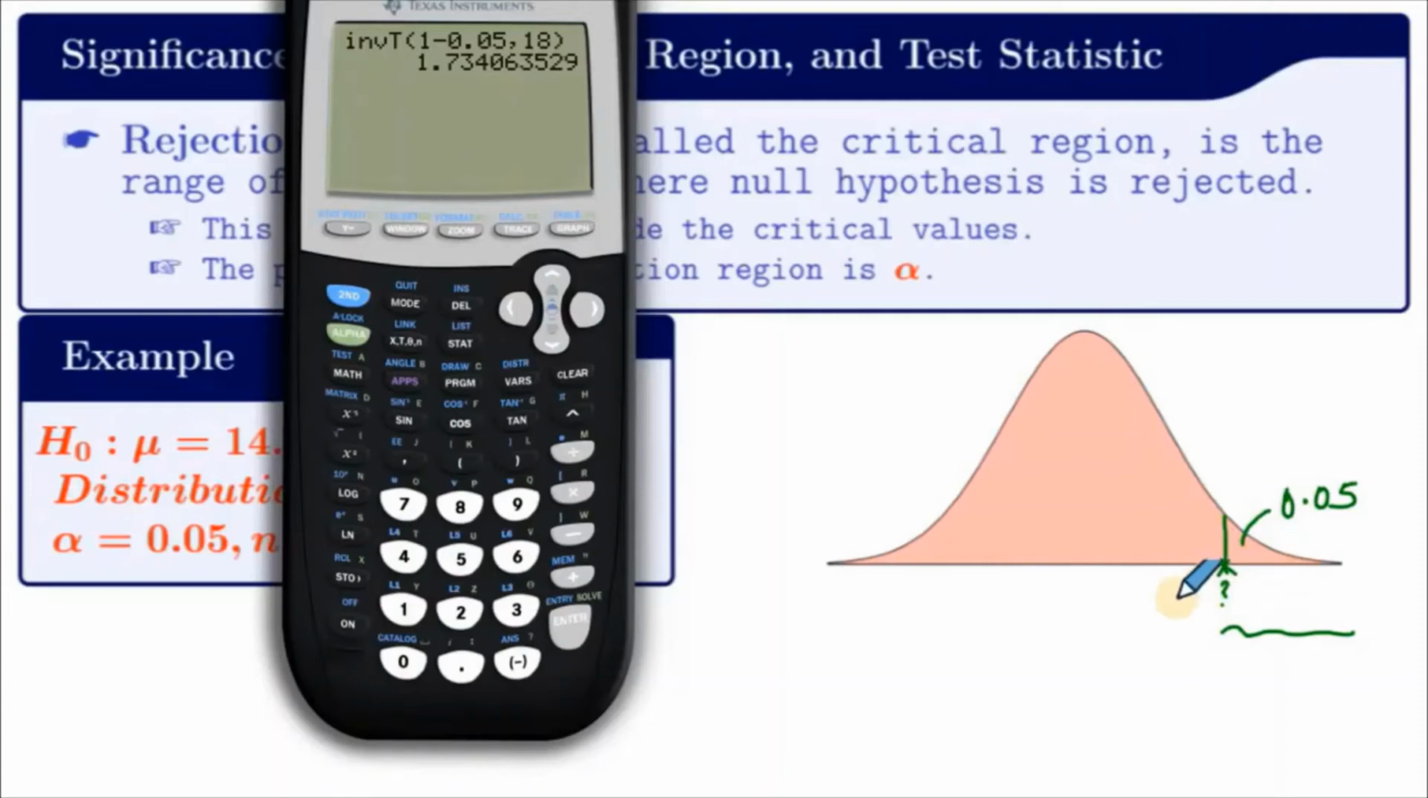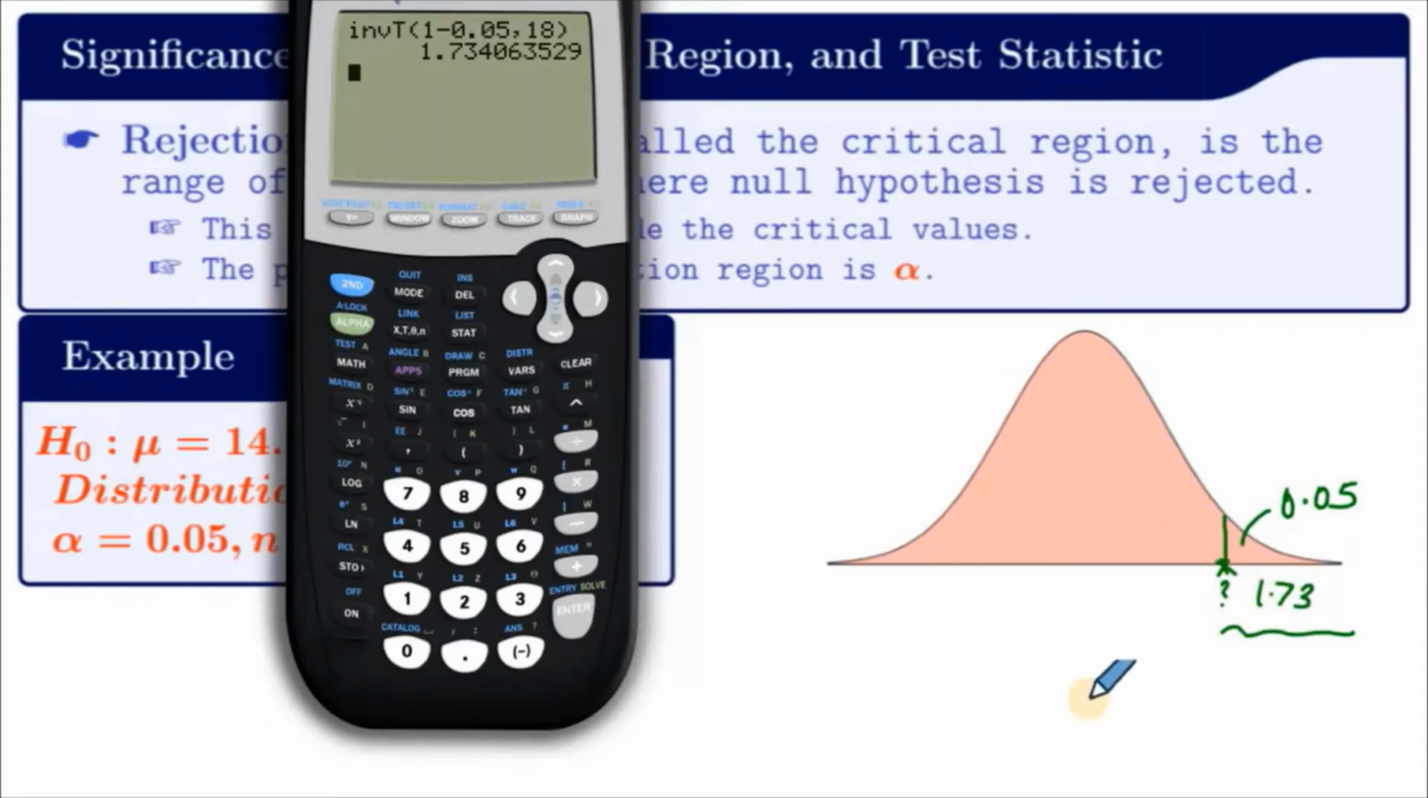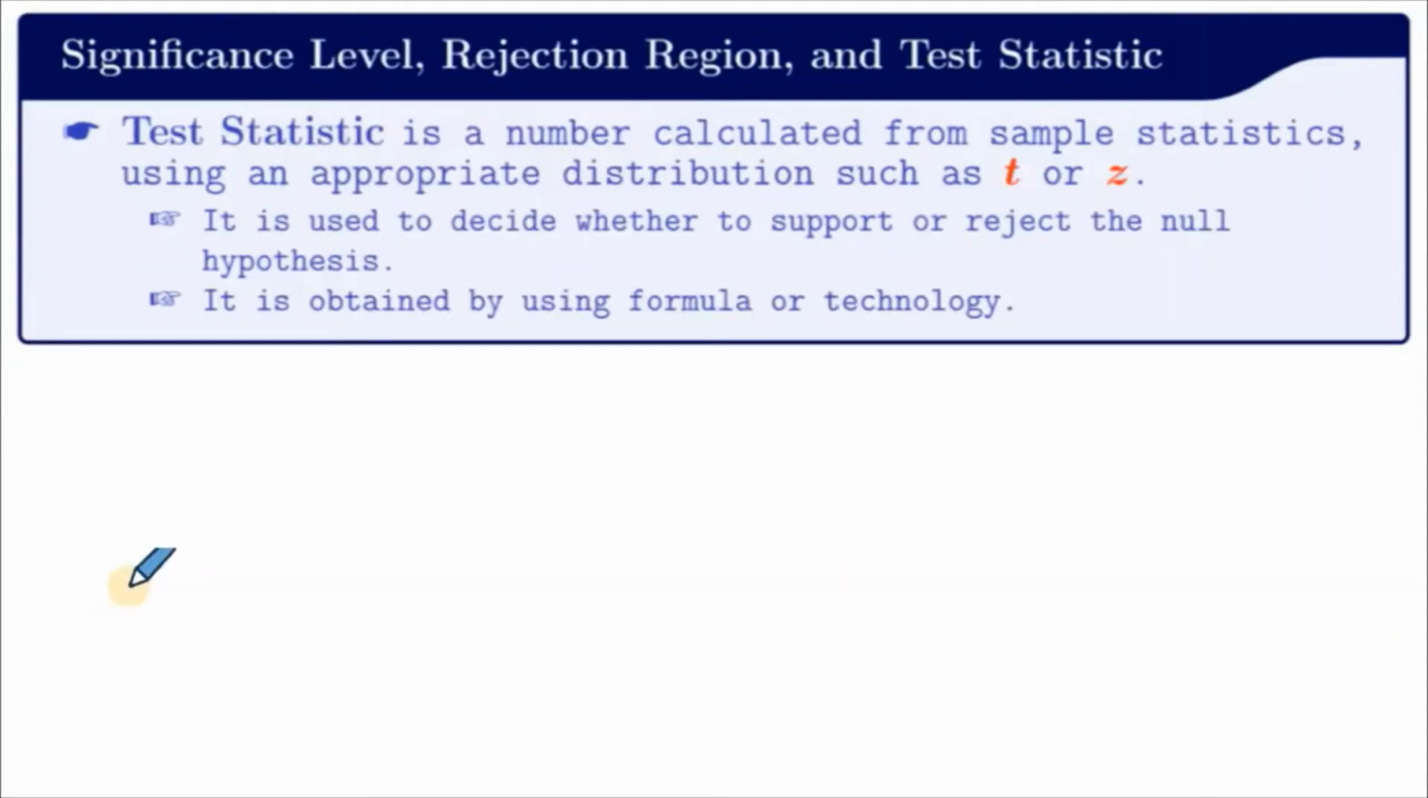So our critical value here is 1.73. So let me put that down here, 1.73. So this value is this point here. So here the rejection region can be written as t greater than 1.73.